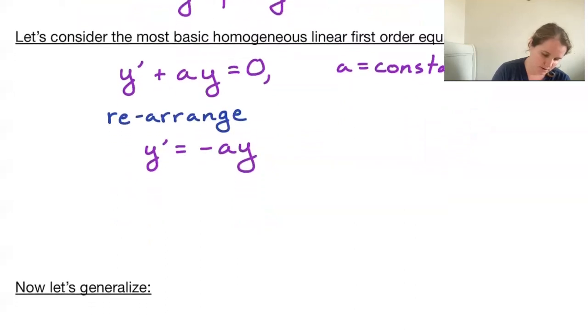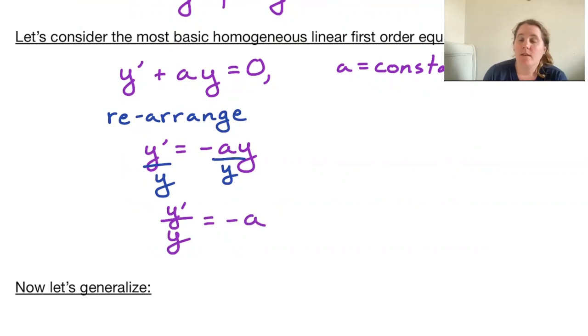And then if we divide through by y on both sides, we get y prime over y is equal to negative a. This left-hand side, y prime over y, we essentially have a perfect u substitution set up. If we integrate that left-hand side, that is just the natural log of the absolute value of y.